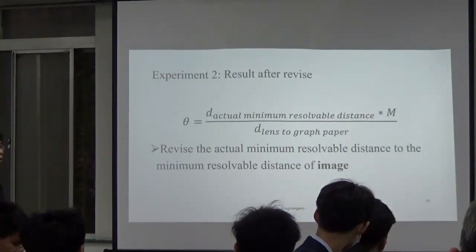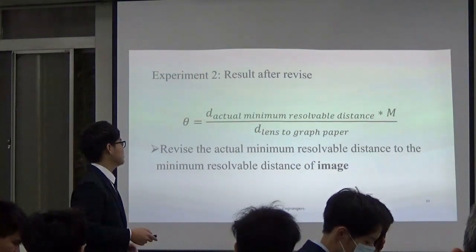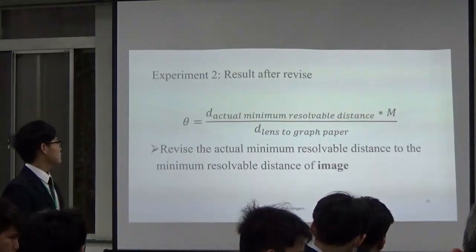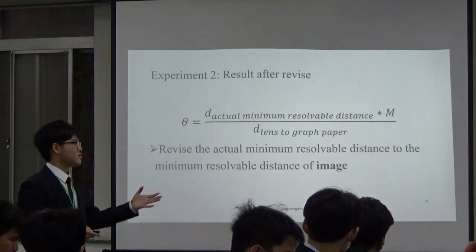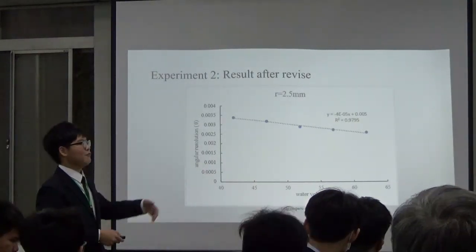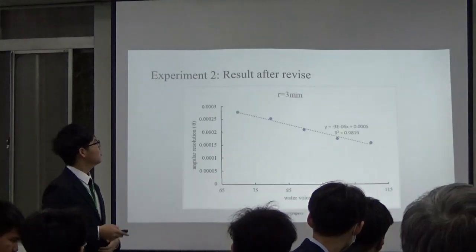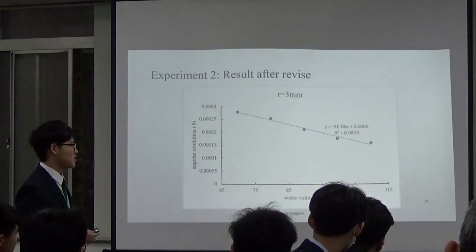And we will revise the experimental results by a magnification rate. So we can revise the actual minimum resolvable distance to the minimum resolvable distance of the image. And this is the result after the revision, and you can see that this is a linear line. And this is a linear line as well, and we will discuss the correlation later.